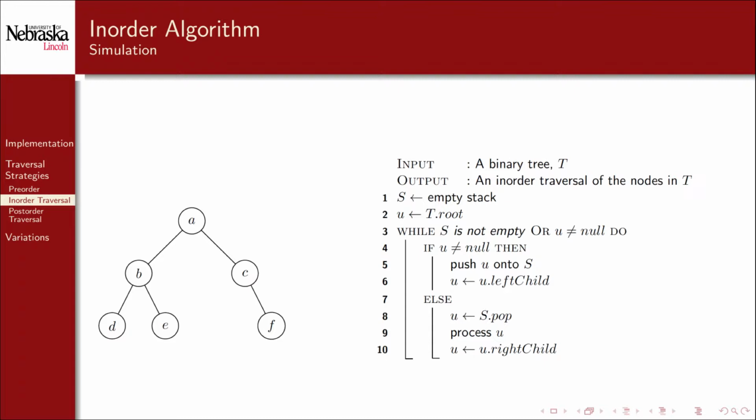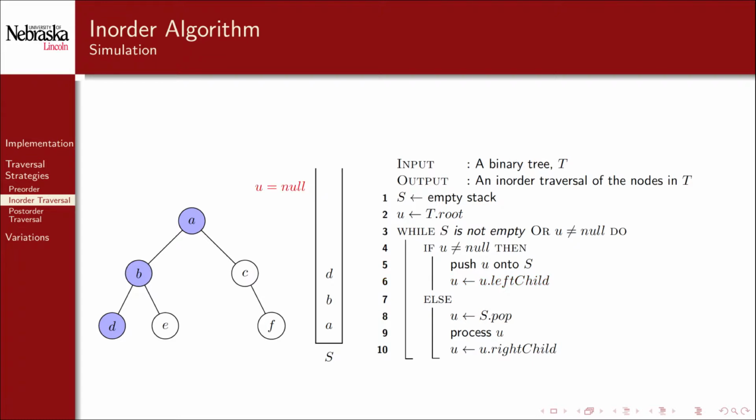Again, let's walk through the algorithm with the same tree. We initialize the stack and the current node. On our first iteration, the current node u is not null, so we push it onto the stack and move to its left child. Likewise, on the next iteration, we push b and move to the left child. On the third iteration, we still push d, but when we move to the left child, it becomes null. This sets us up for the next iteration.